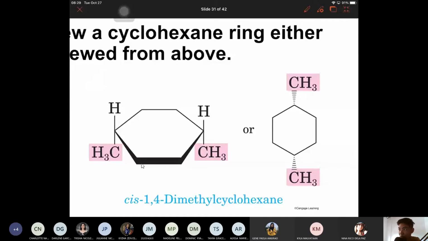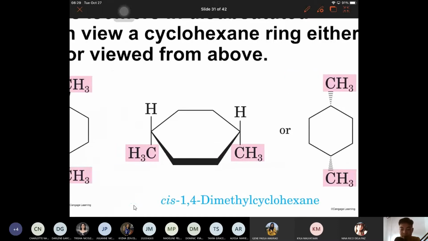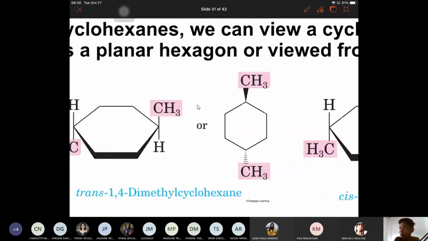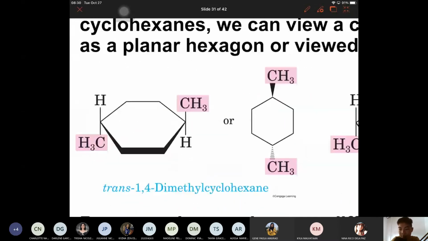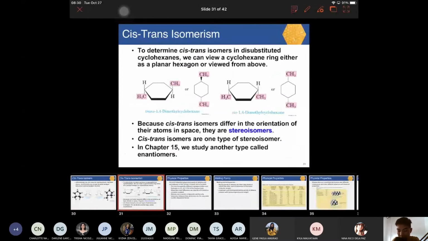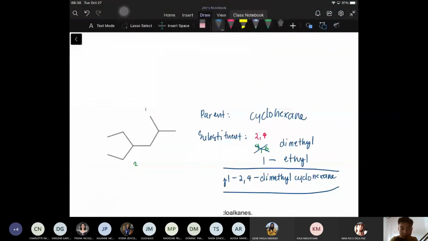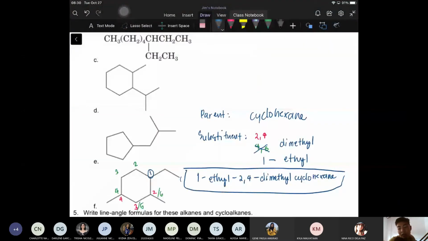So this is one way to represent that. Parehas na sa baba yung CH3. So yan ay cis. Pag sila ay magka-opposite ng direction, naka-trans yan, no? So yun lang. Ayun lang. So, practice na muna tayo. Malapit na tayo matapos sa alkanes. Buti naman.